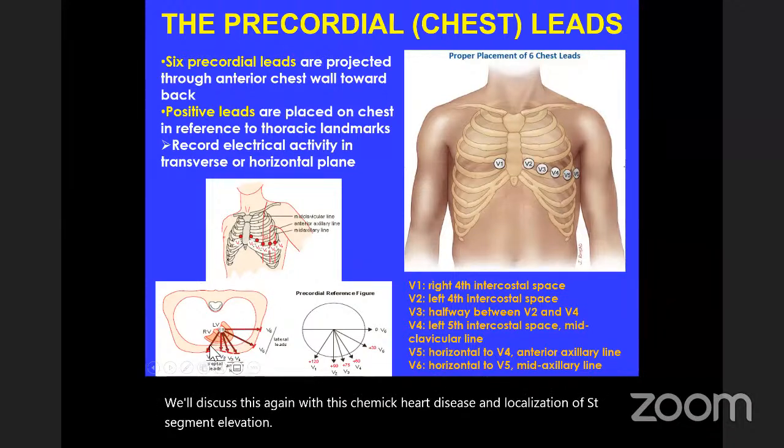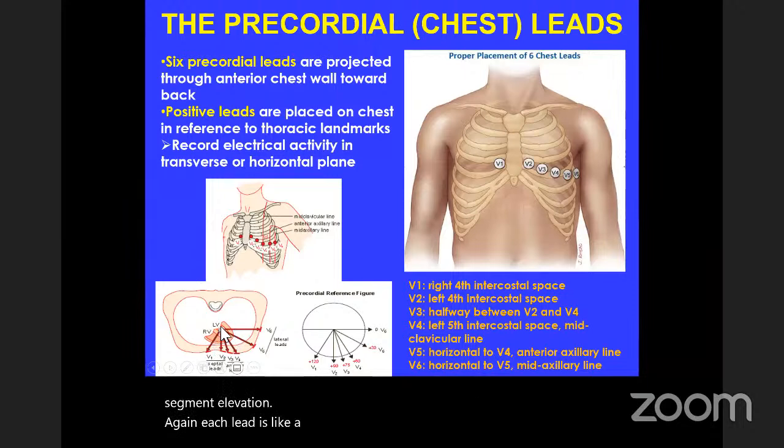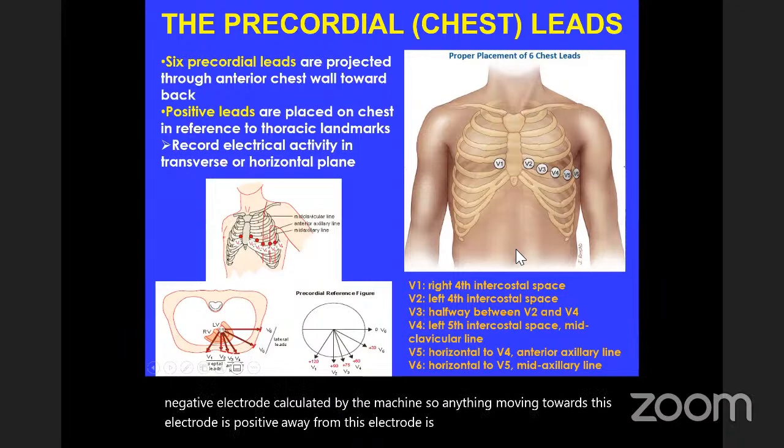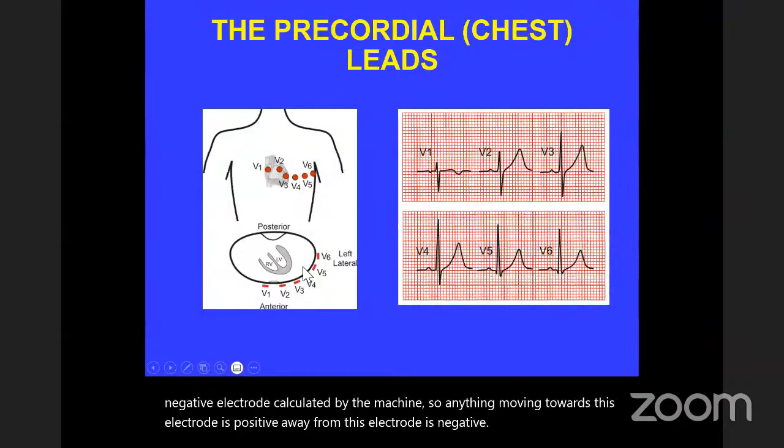Again, each lead is like a positive electrode, and the central terminal is the negative electrode calculated by the machine. So anything moving towards this electrode is positive, away from this electrode is negative. How do they look like?